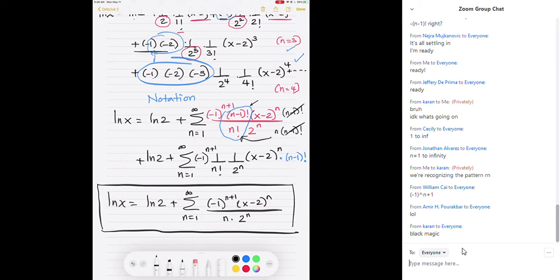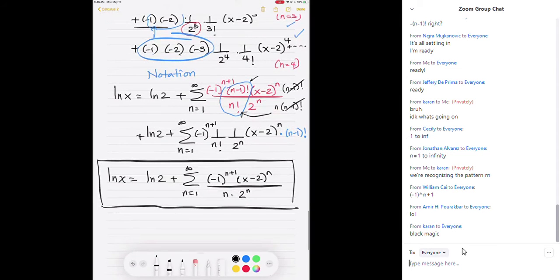Okay. So, to find the radius of convergence, use the ratio test. Radius and interval of convergence, you use the ratio test. And remember, if they ask you for the interval, check the ends.